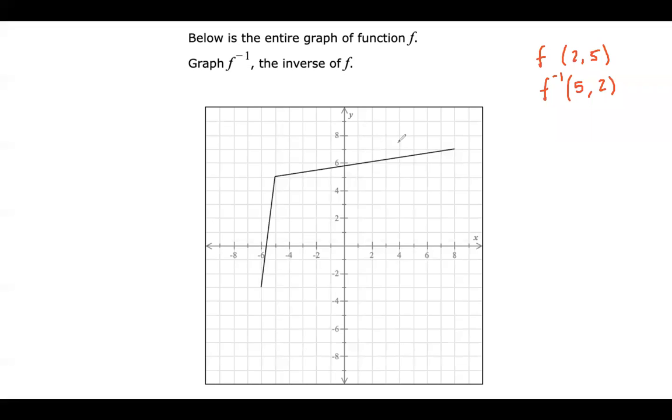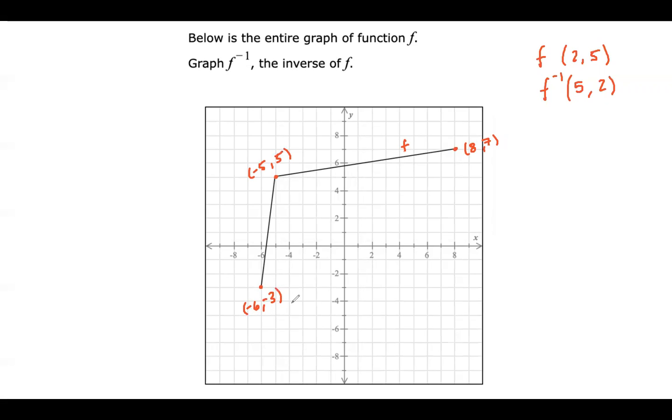So if you have function f represented by this graph, you have a series of coordinates that you actually know. So this coordinate is 8, 7. This point right here, that coordinate appears to be -5, 5. And the last coordinate appears to be -6, -3.